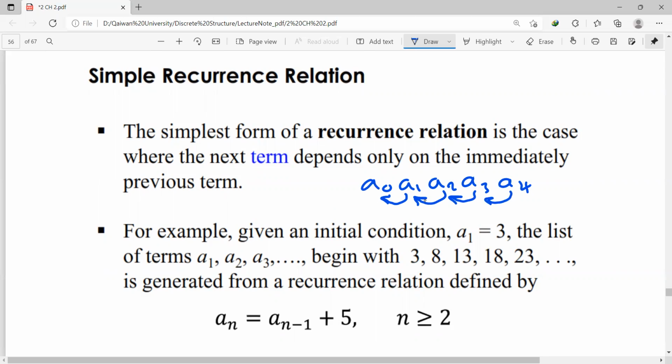But we have some sequences that could depend on more than one term before it. Here it's A0, A1, A2, A3, A4, A5, and so on. Here we say A2 depends on both A0 and A1. A3 depends on A2 and A1.